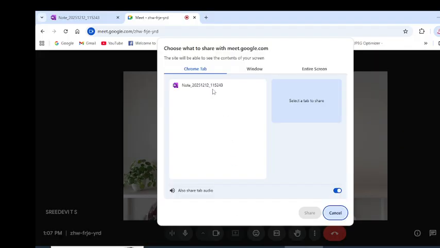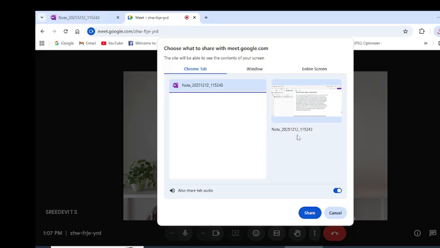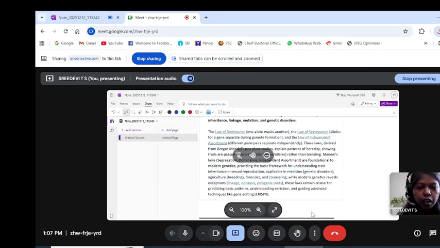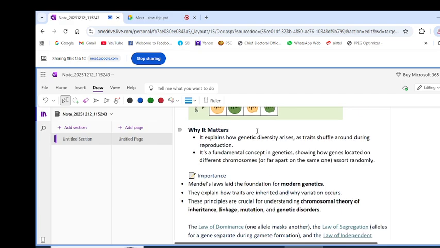Okay, so today I'm going to take a class on Mendel's law of inheritance. Okay, Mendel's law of inheritance.